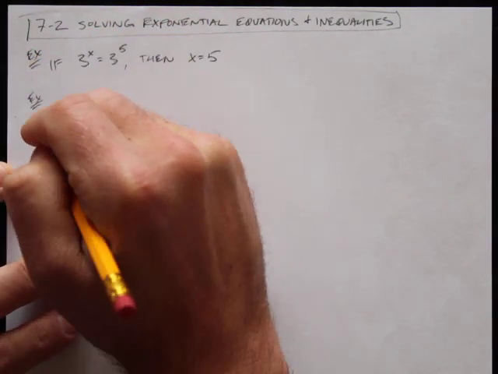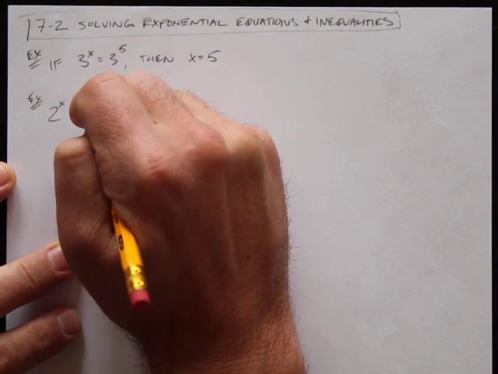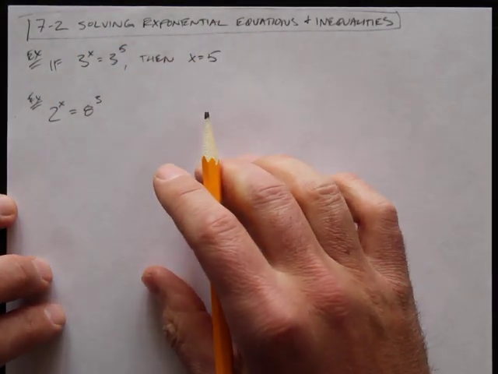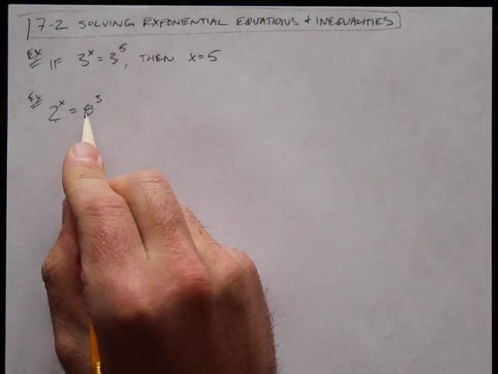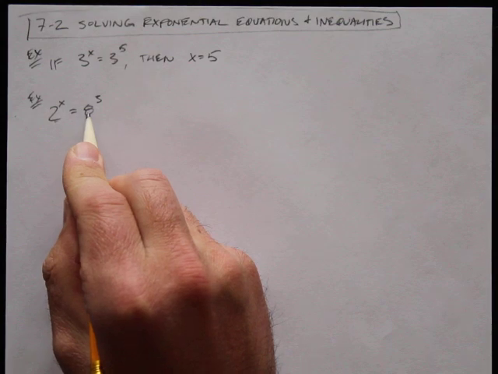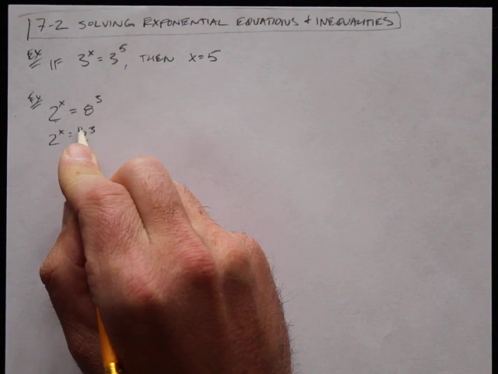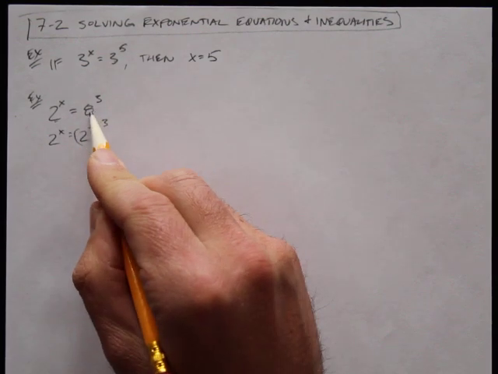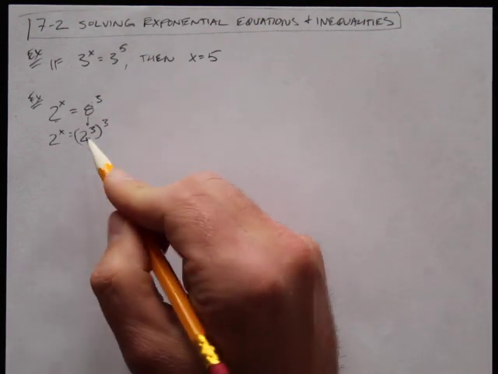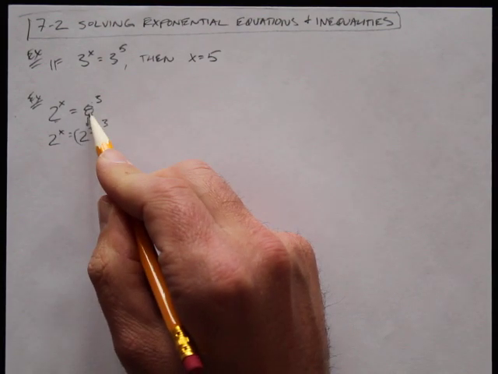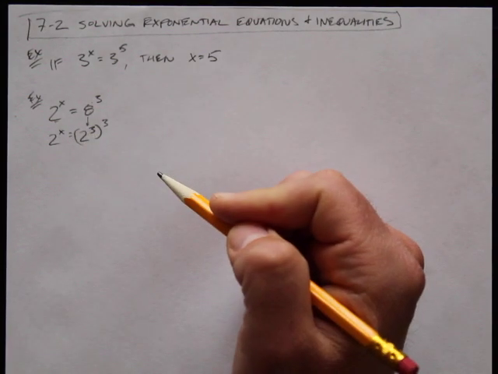We're going to do several examples. 2 to the x power equals 8 to the 3rd power. Okay, I want these bases to be the same. I know that 8 is 2 to the 3rd power. So 2^x equals (2 to the 3rd power) to the 3rd power. So what I've done is I've just taken this 8 and rewritten it in a different way. 2 to the 3rd power is the same as 8. These are the same thing. I just have rewritten it in this factored form.